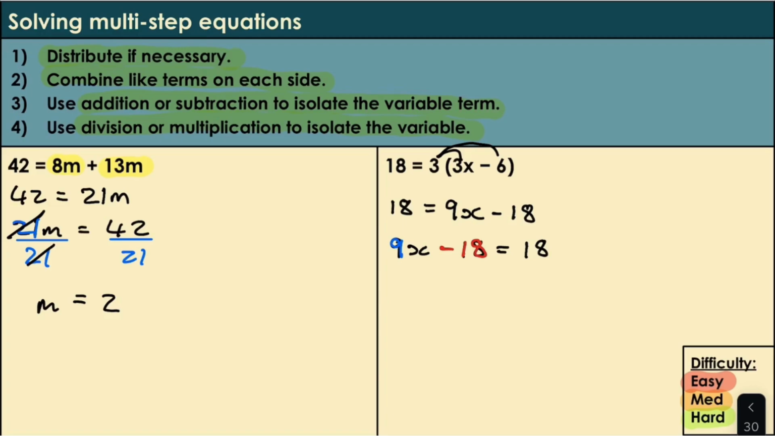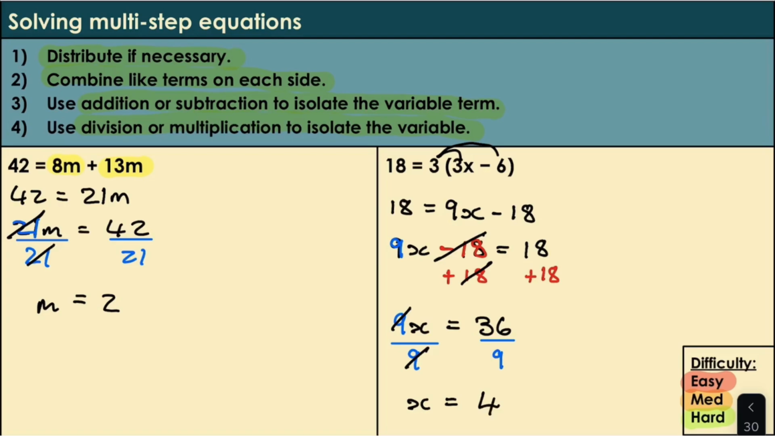First, I undo the subtraction. The 18's cancel, and on the right side, 18 plus 18, 36. Last step, I need to undo the multiplication, so I must divide by 9 on both sides. 9 divided by 9 cancels, 36 divided by 9 is 4.